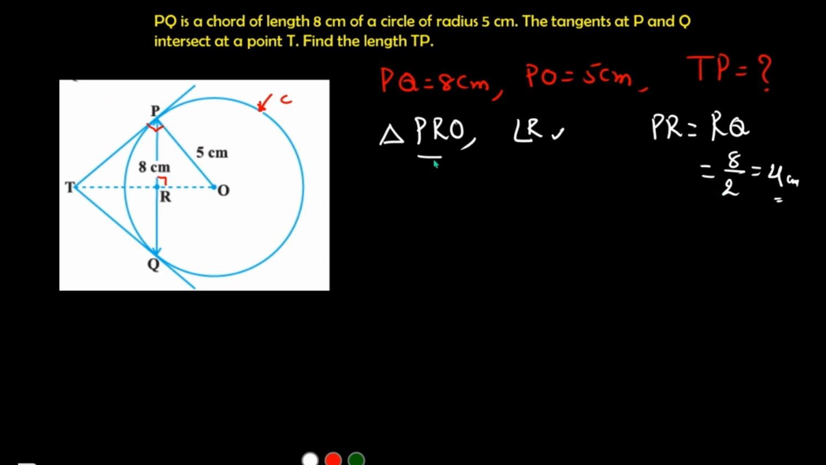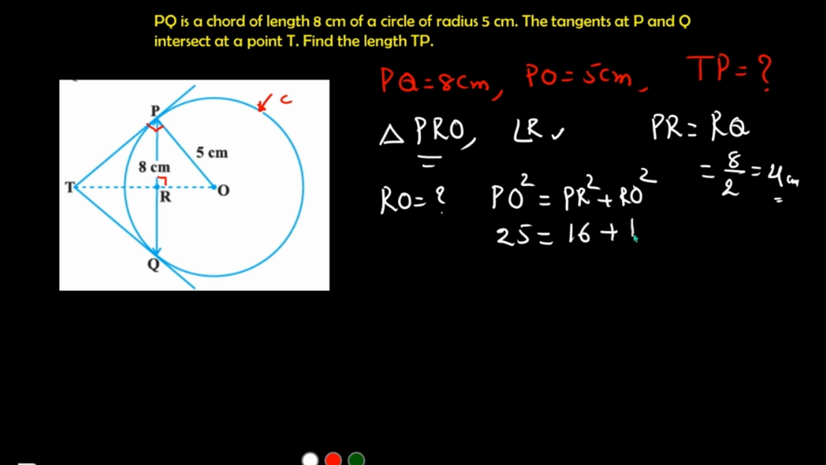So from the triangle PRO, it is a right angle at R. We know PR is 4 centimeters and PO is 5 centimeters. What is RO then? Okay, we need to use the Pythagoras theorem. What is the Pythagoras theorem here? It is PO square equal to PR square plus RO square. What is the hypotenuse here? 5, right? 5 square is 25. What is PR here? It's 4, right? 4 square is 16. Plus RO we need to find.